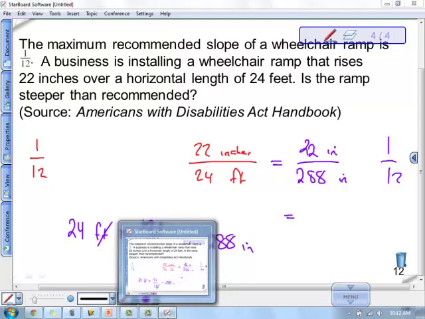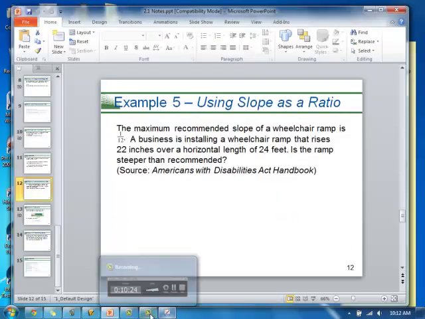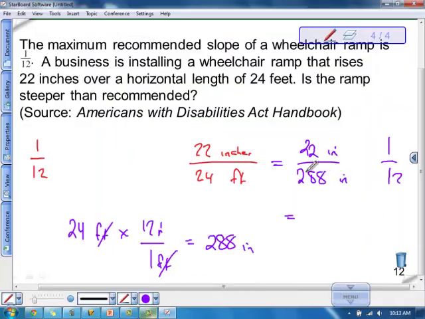Let's see. What you can do is get a 1 in the numerator here, so divide the top by 22 and divide the bottom by 22. Obviously you have to do it to both. And this gives you 1 to 13.09. And the recommended slope, or the required slope for a wheelchair ramp, if you don't want to get sued as a business, is 1 to 12 for the Americans with Disabilities Act. So we have 1 to 13. So we go up 1 in rise. So this isn't steep enough, basically.